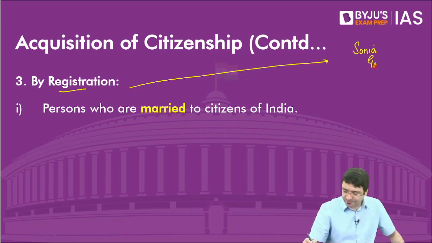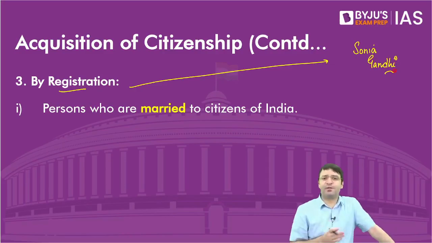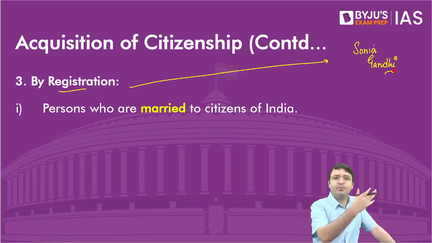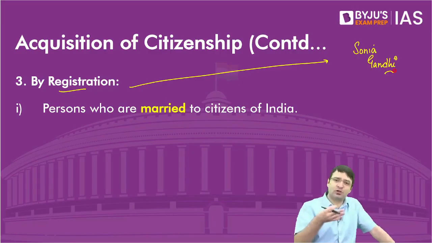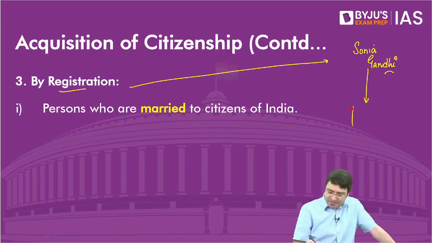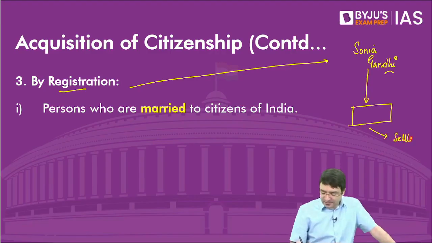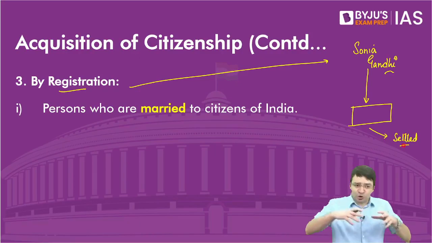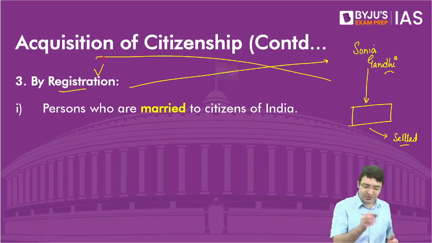Srimati Sonia Gandhi. Was she born on the soil of India? No. So she is not a citizen of India by birth. Was she born to an Indian parent outside India, in Italy? No. That means she is not a citizen of India by descent. But who is she? She fell in love with an Indian, married an Indian, came to India, settled in India. Now she can also apply for Indian citizenship. Through which route? The route is registration.